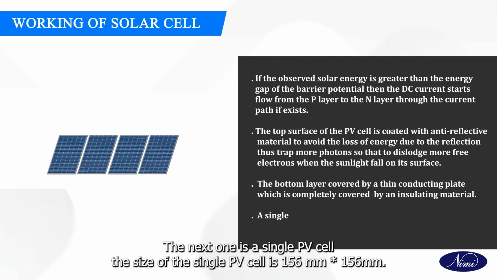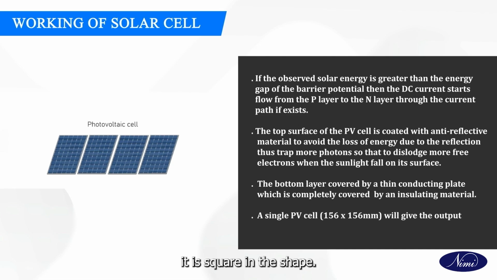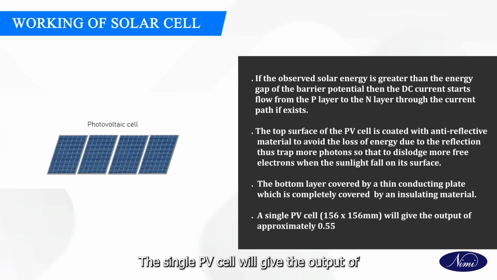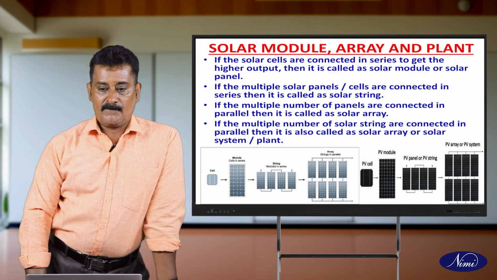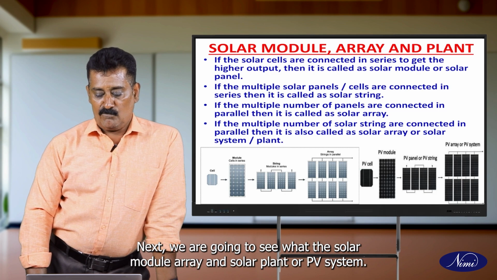The next one is a single PV cell. The size of the single PV cell is 156 mm by 156 mm. It is square in shape. The single PV cell will give an output of approximately 0.55 volt and 50 milliamps. Next, we are going to see what a solar module, array and solar plant or PV system are.